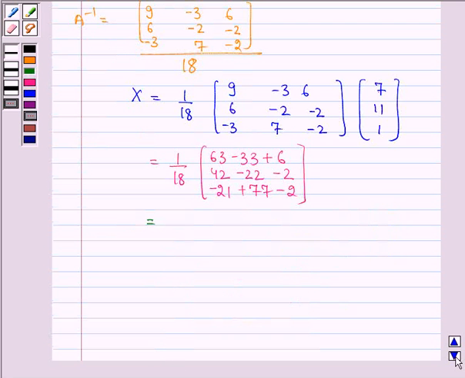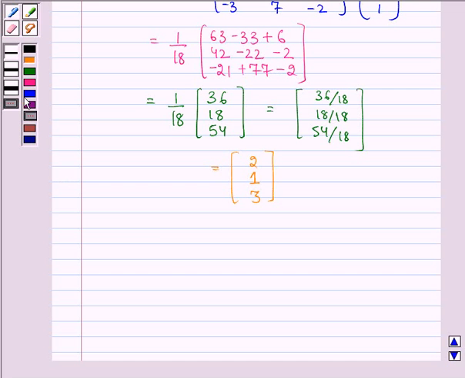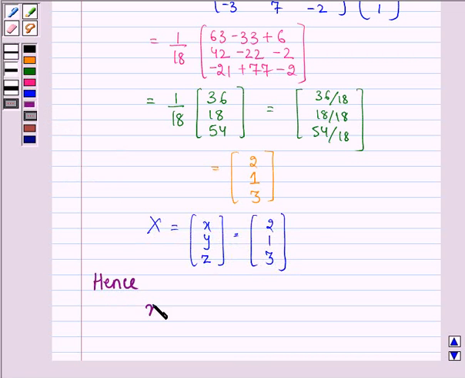This further implies that 1 divided by 18, on simplifying this matrix, we get the first row is 36, the second is 18, and on simplifying the last row, we have 54. Which further implies that 36 divided by 18, 18 divided by 18 and 54 divided by 18, which is equal to 2, 1 and 3. Therefore, X, whose elements are small x, small y and small z, are 2, 1 and 3. So on comparing, we have x is equal to 2, y is equal to 1 and z is equal to 3.